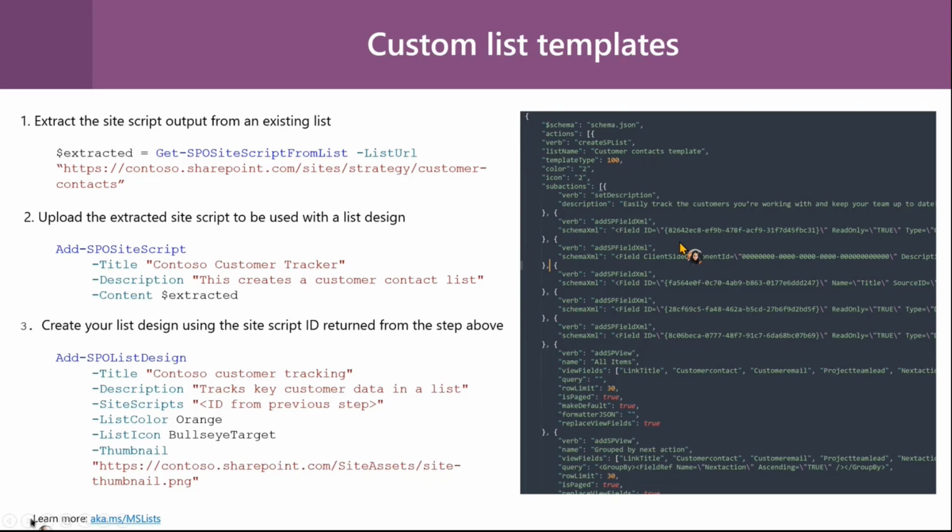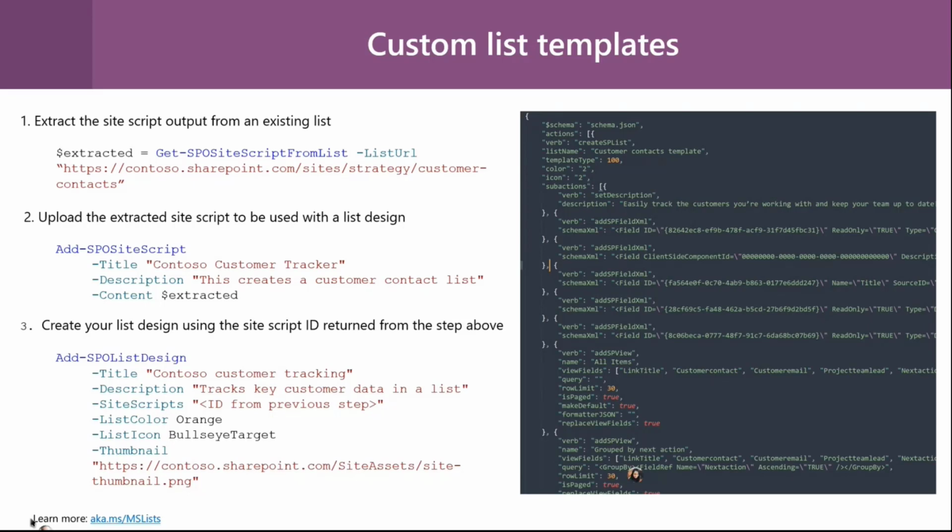Obviously, you have your actions. The main action here is to create your list, and then all of the sub-actions that you see here give you the capability to set the description for the list, create all of your columns, create your views, etc. And anyone who's done this in the past for site templates will realize that this is the exact same format.